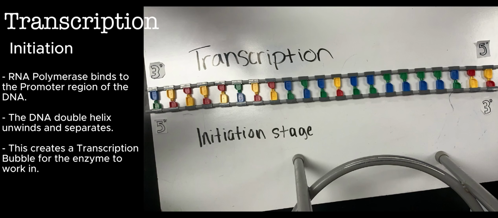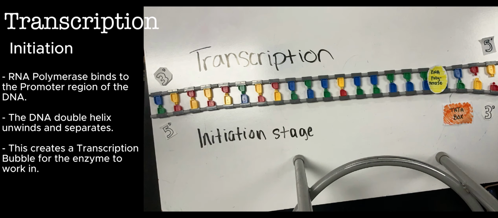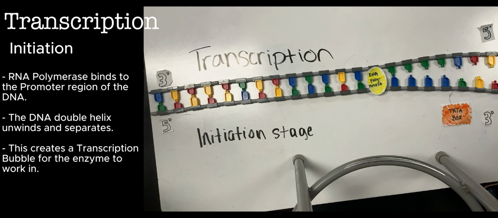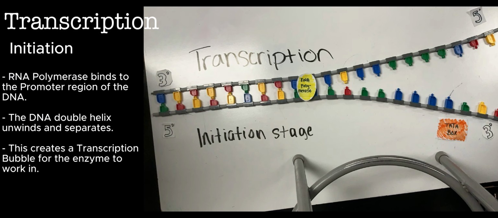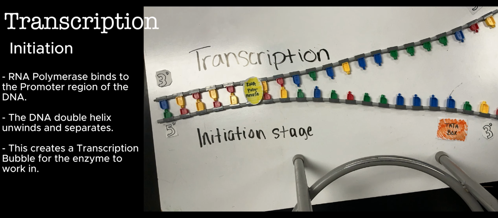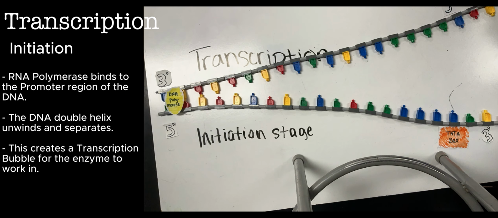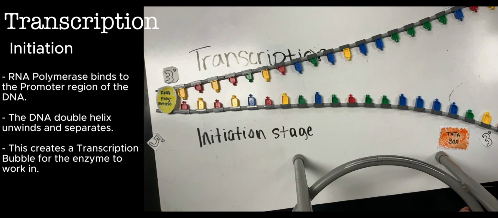Protein synthesis begins with transcription inside the nucleus. The enzyme RNA polymerase binds to the promoter region at the TATA box and begins unwinding the DNA. In our model, the top strand serves as the 3' to 5' template strand.